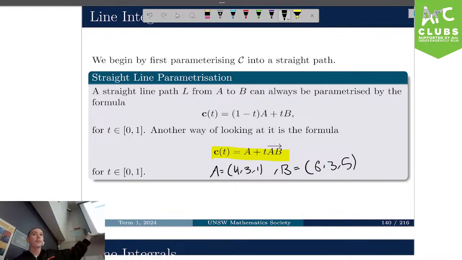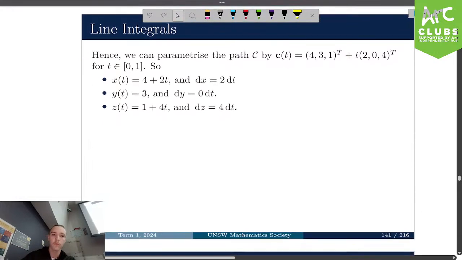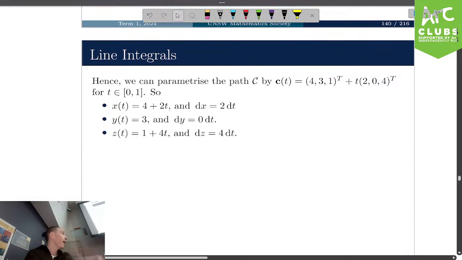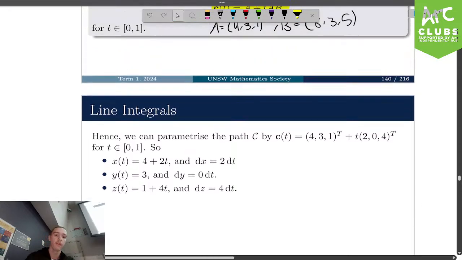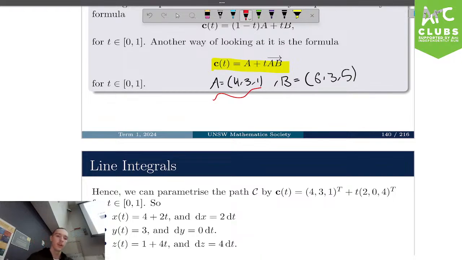So now it's just a matter of plugging this into the formula. So we can say that the point A we just represent with the vector 4, 3, 1, which is this point here. And then the point B, or I guess this vector here, the way that we get this is this is the vector from A to B.